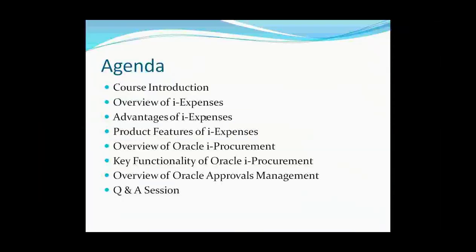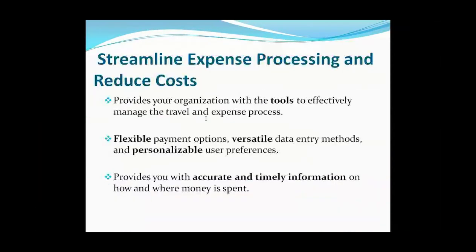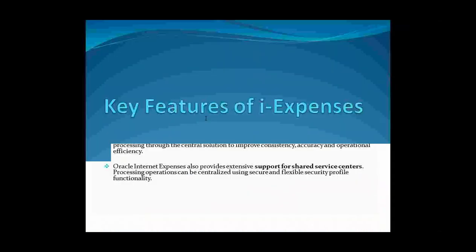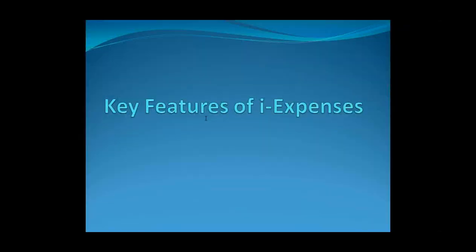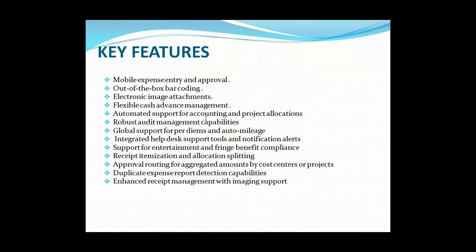What we are going to do now is go to the next point, which talks about the key features of the iExpenses. These are some of the key features of the iExpense module. It provides the functionality of mobile expense entry and approval. This iExpense module also has an inbuilt integration with barcode. And as we discussed earlier, electronic image attachments can also be done in this iExpense.